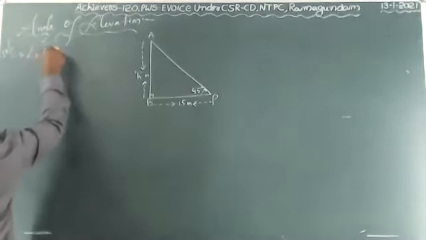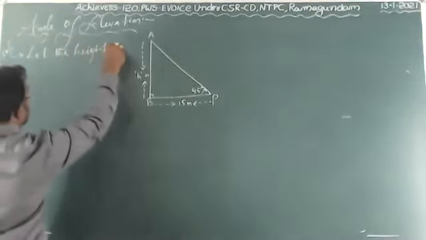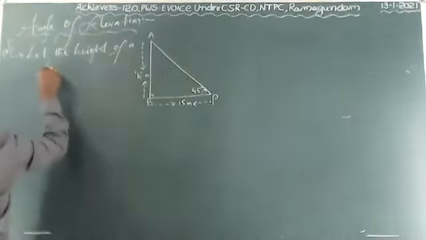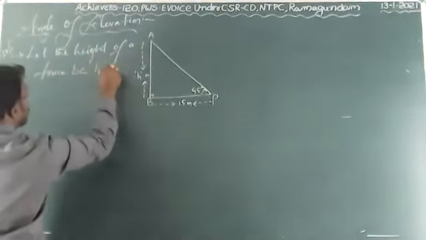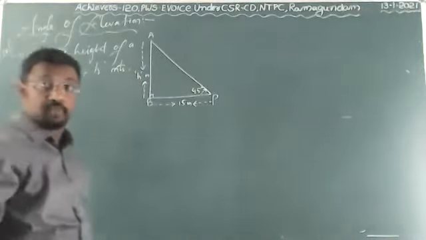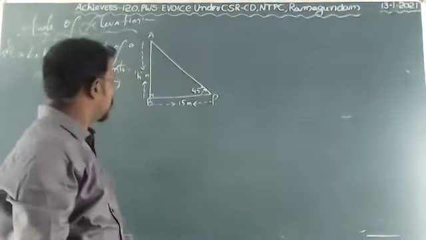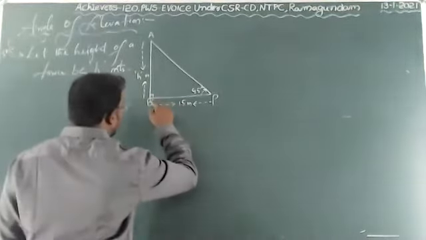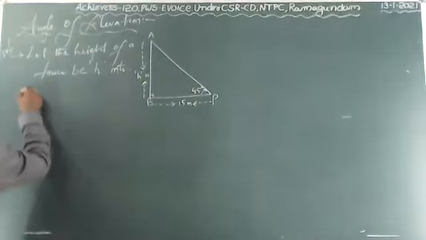Let the height of a tower be H meters. Let the height of the tower be H meter. And the distance from a point and foot of the tower, you have to mention that very clearly.